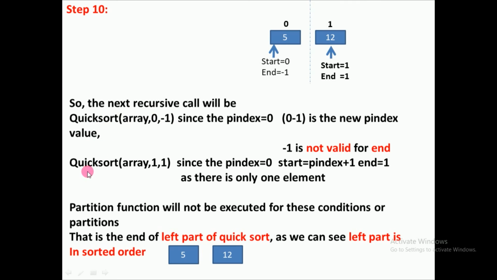That means it will not be executed. Then it comes down to quicksort array comma 1 comma 1, that is the right partition function. Since the P index is equal to 0, start is equal to P index plus 1, so end is equal to 1. As there is only one element, this will not be executed. So the partition function will not be executed for both partitions. That is the end of the left part of quicksort. As we can see, the left part is in sorted order, 5, 12.